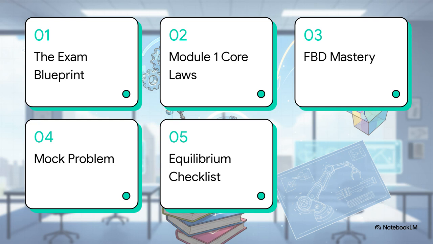First, we'll hit the exam blueprint to snag some easy, guaranteed marks. Second, the Module 1 core laws you absolutely need to know. Third, free body diagram mastery. Fourth, a mock problem walkthrough of a classic, heavy-hitting question. And finally, the equilibrium checklist to make sure you don't drop any silly points. Let's get right into it.